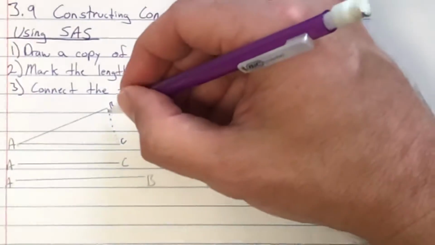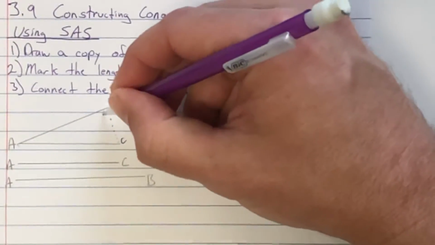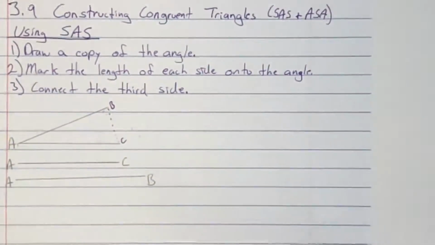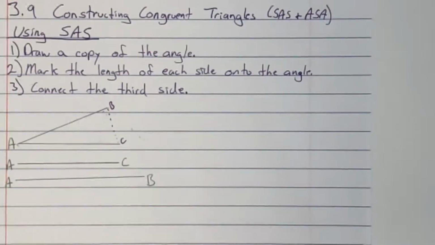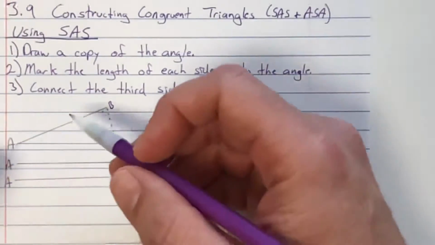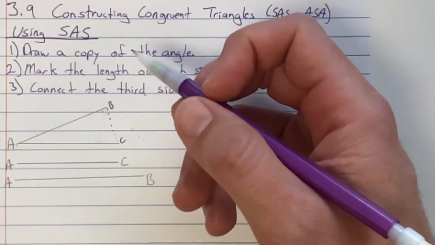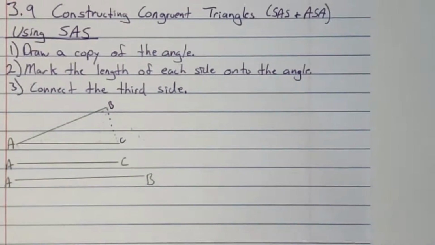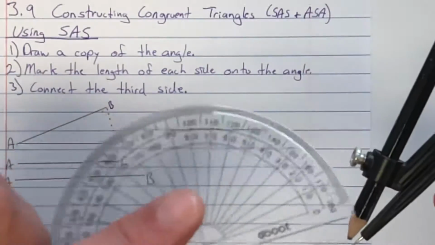Now, this triangle could be ABC, ABC. It just depends on how long the lengths of the sides are. But this angle right here is going to stay the same. So the first thing we have to do is draw a copy of this angle. That's step one. Now, let's put that into action. What you're going to need is your straight edge and your ruler, and your compass. So compass and a straight edge.